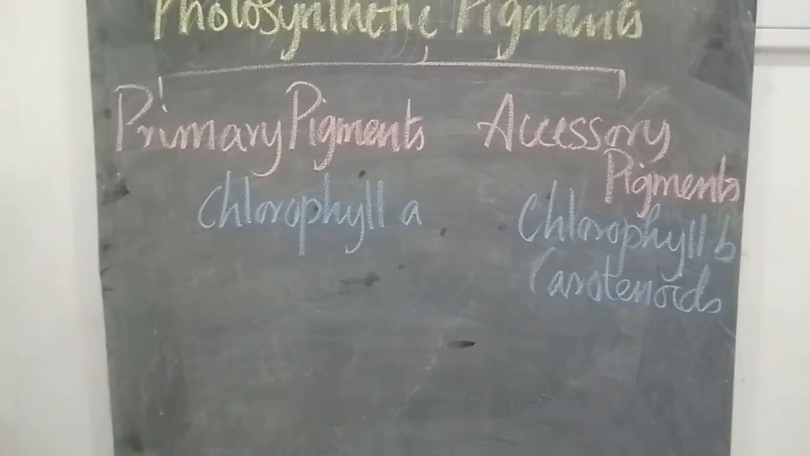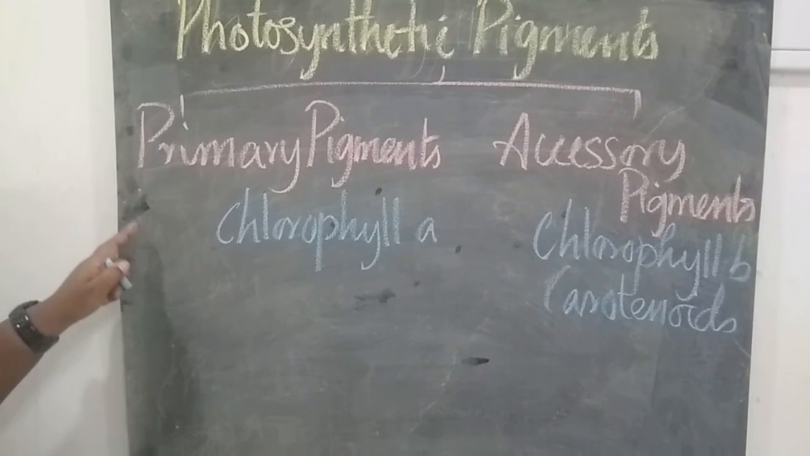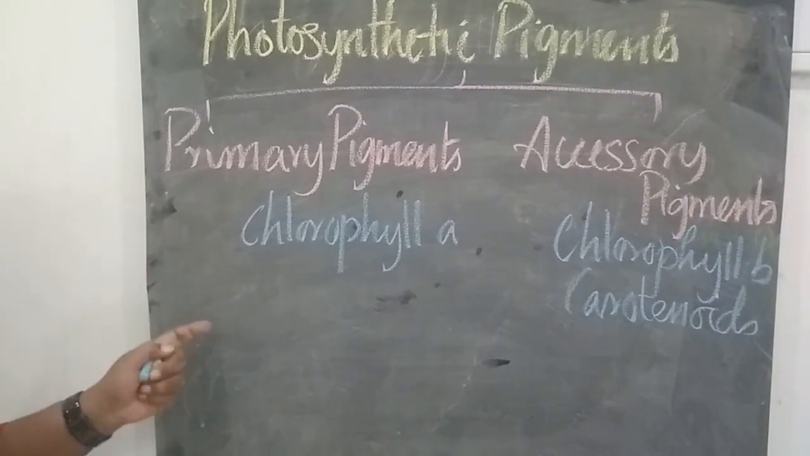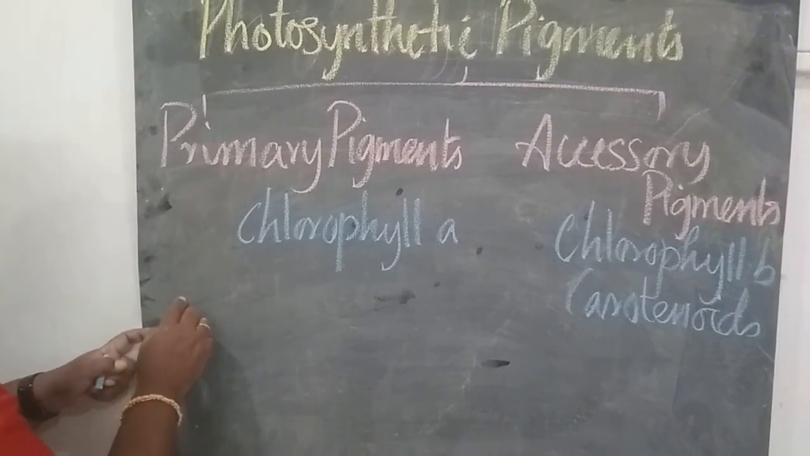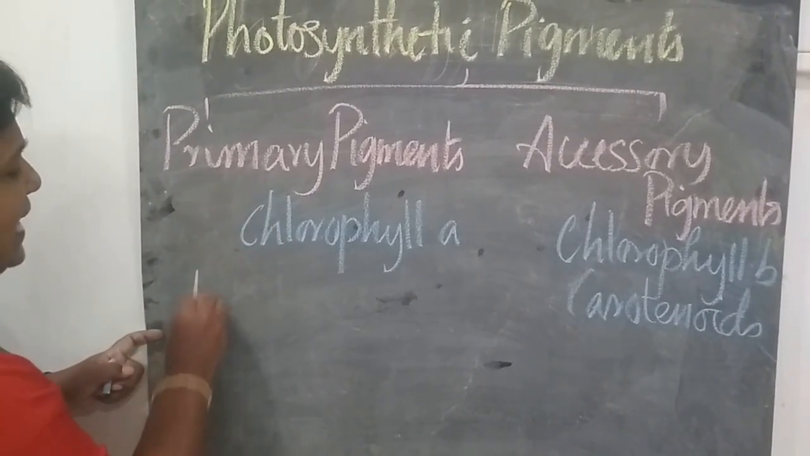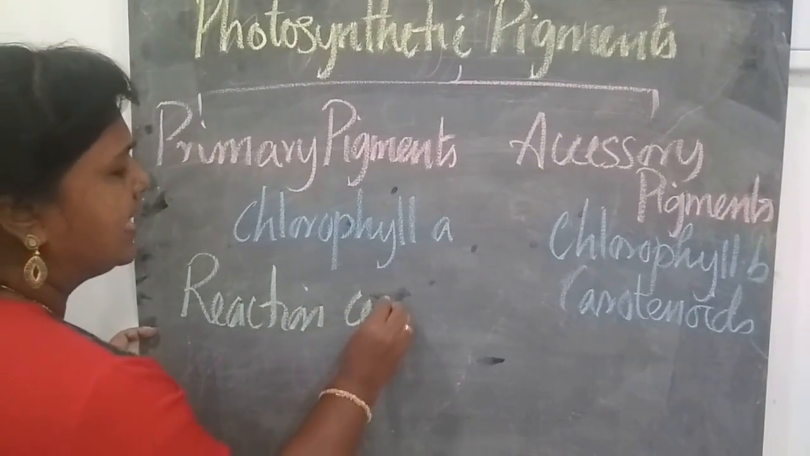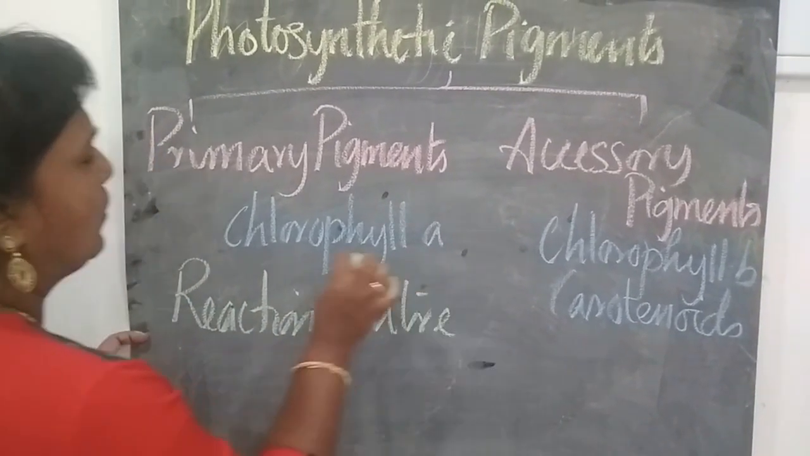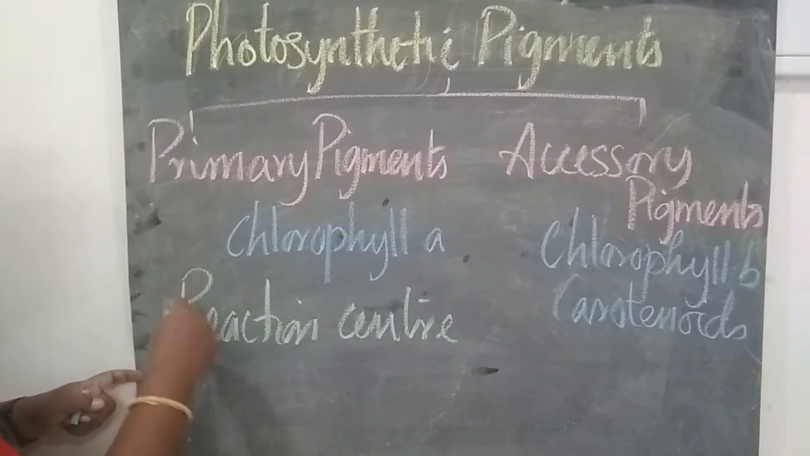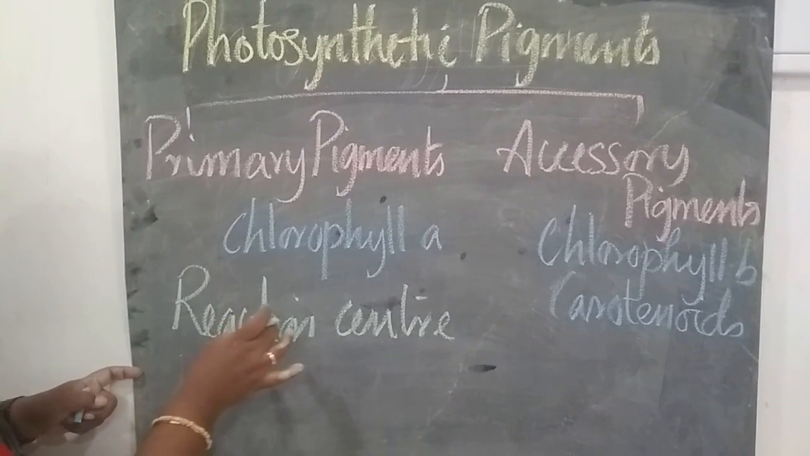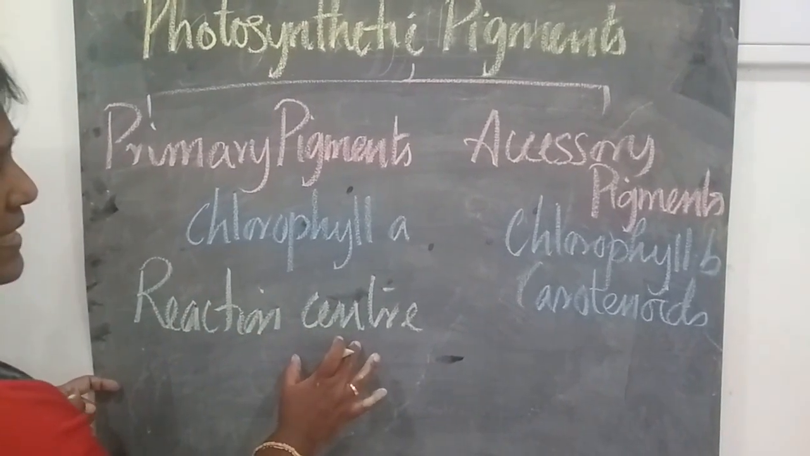And here this chlorophyll A of primary pigments traps the solar energy and converts it into electrical and chemical energy. So it is called the reaction center.